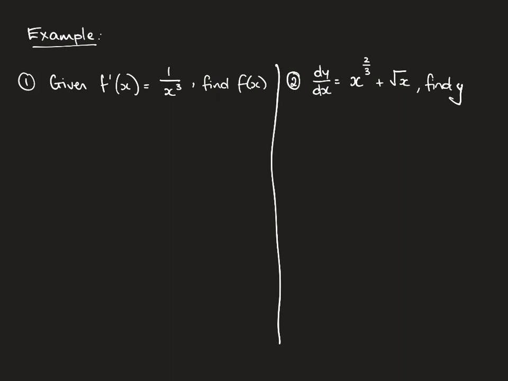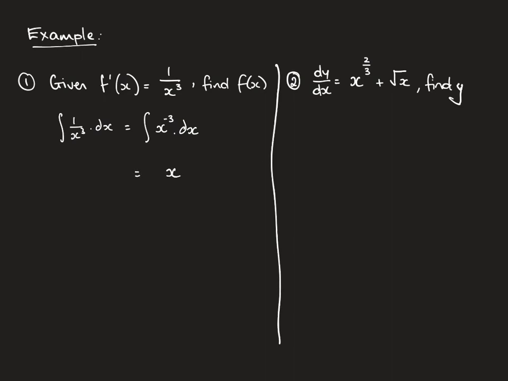Okay, and I've chosen some examples that are going to have strange powers because we need to work with those as well. So first one, given that f dashed of x is equal to 1 over x cubed, find f of x. So we're going to need to integrate this. So we're going to integrate 1 over x cubed dx. And I like to write it so that I have x and just a power, not 1 over x or anything like that. So I would like to have that written as x to the minus 3. And then that allows me to use the pattern on it much simpler.